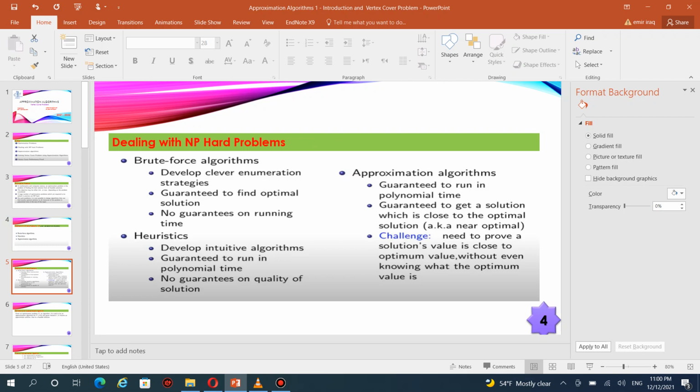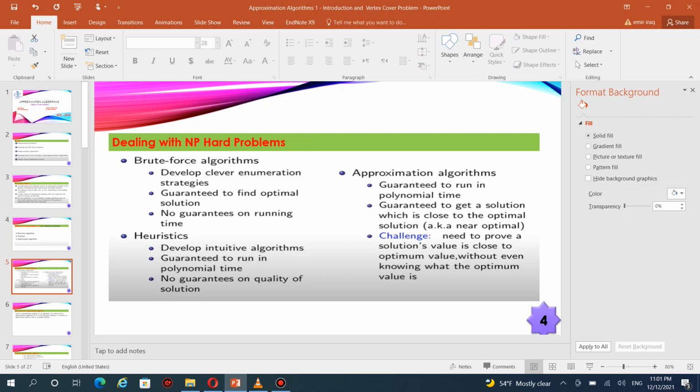In the next slide, brute force, a complete enumeration strategy, guarantees to find the optimal solution but gives no guarantee on running time. A heuristic algorithm is guaranteed to run in polynomial time, but there is no guarantee on the quality of the solution. It means for some problems we will get a solution, and for other problems maybe we will not get any solution.